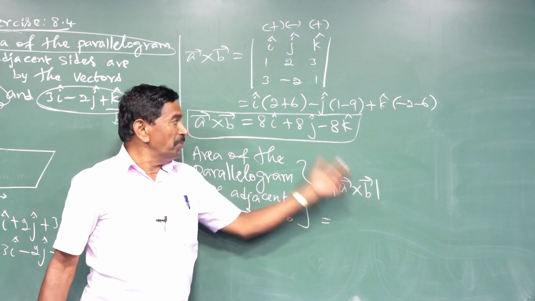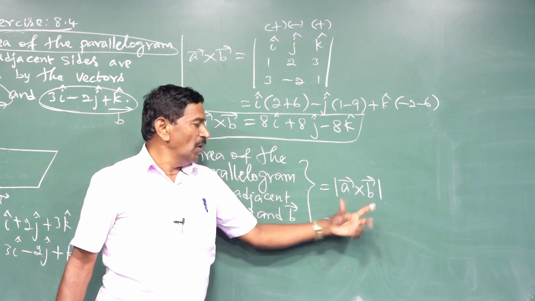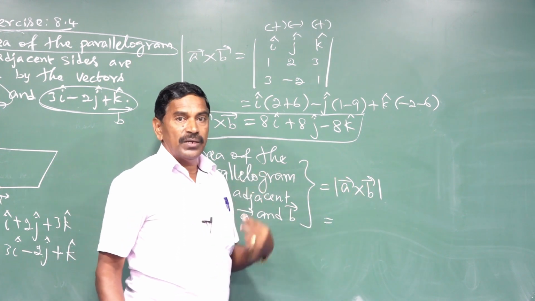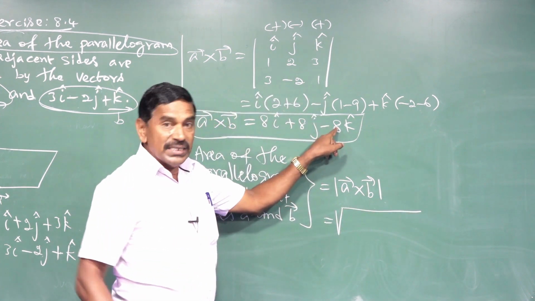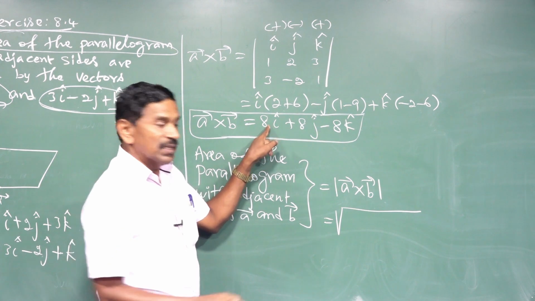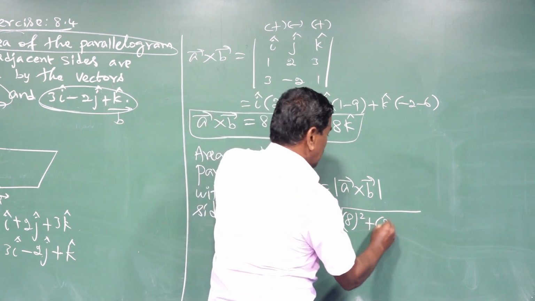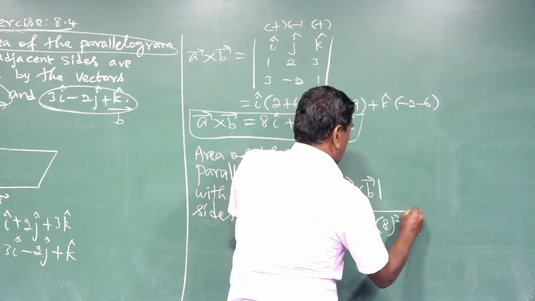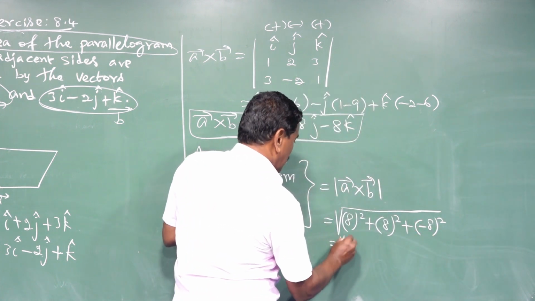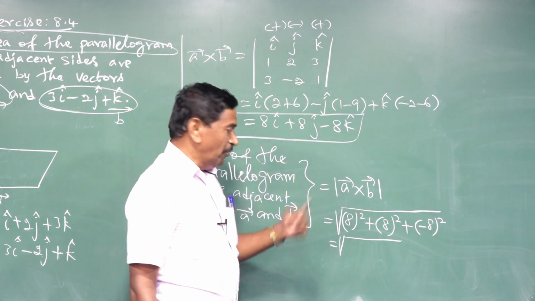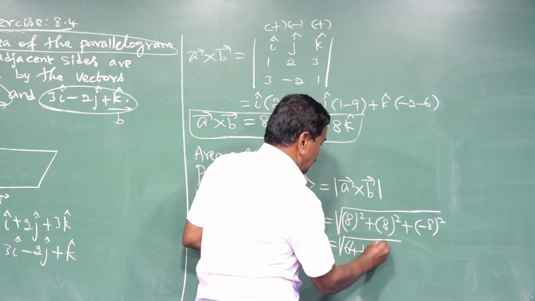A vector cross B vector is known. We need the modulus. Modulus means magnitude. Magnitude of A cross B is equal to the square root of the sum of the squares of the i j k coefficients. The i coefficient is 8, so 8 whole square, plus the j coefficient 8, 8 whole square, plus the k coefficient minus 8, so minus 8 whole square. Which is equal to square root of, yourself. Very good. 8 square equals 64, plus 8 square equals 64.